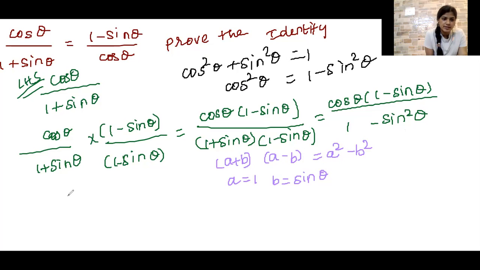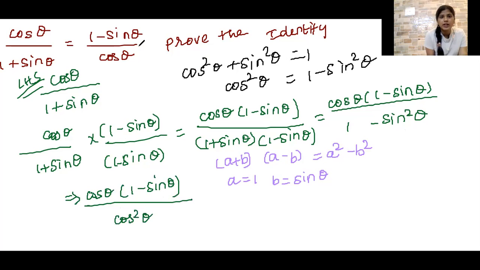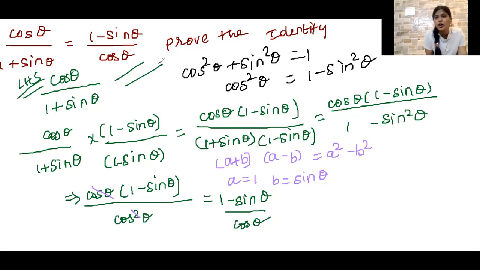Let's write the numerator as it is. The numerator is cos theta times 1 minus sine theta. The denominator 1 minus sine square theta is going to be replaced by cos square theta. So now I'm going to simplify this expression by cancelling out the cos term. Cos and cos will get cancelled out. So the remaining thing is 1 minus sine theta by cos theta. Ta-da! So we got the RHS, right? So from this we can say LHS equals RHS. I hope you understood this problem, and we'll move on to the next question.